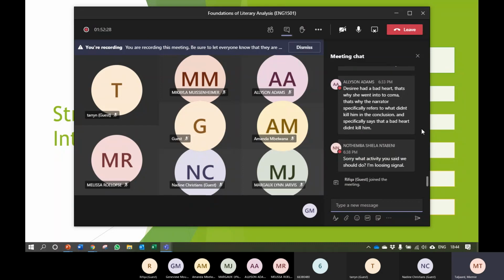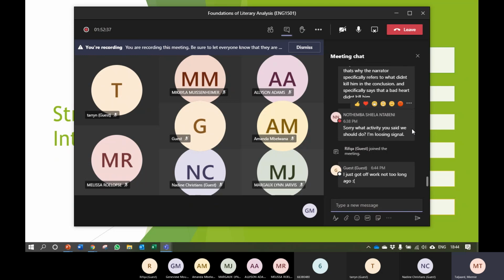Alison cleared it up. She said Desiree had a bad heart. That's why she went into a coma. And that's why the narrator specifically refers to what didn't kill him in the conclusion, and specifically says that a bad heart didn't kill him.